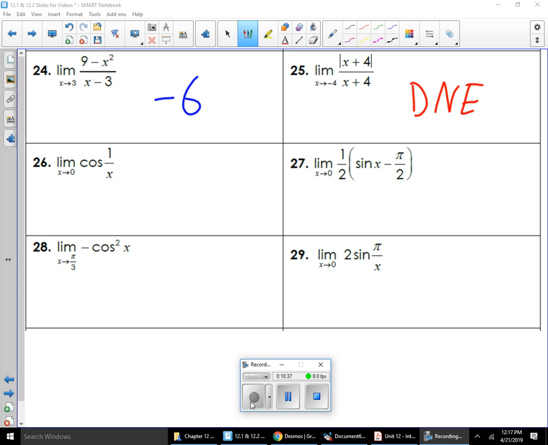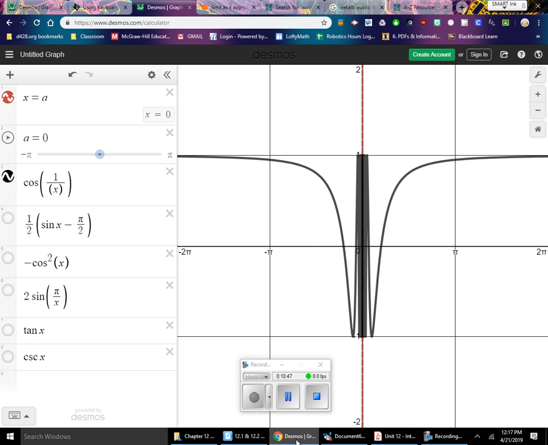The last 6 examples are all trigonometry examples, and I'm going to shoot over to Desmos to look at those, because Desmos gives us really good graphs for trig functions. Taking a look at the very first one here, number 26, we've already seen a very similar graph. We saw the version of this with sine of 1 over x.